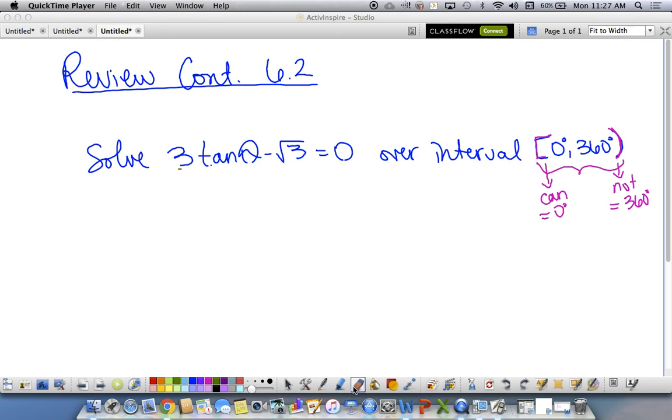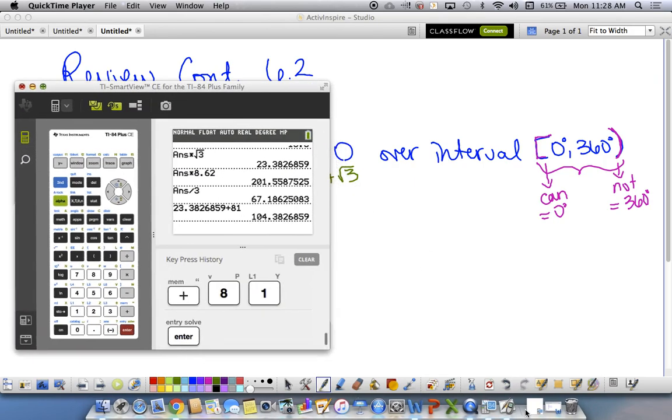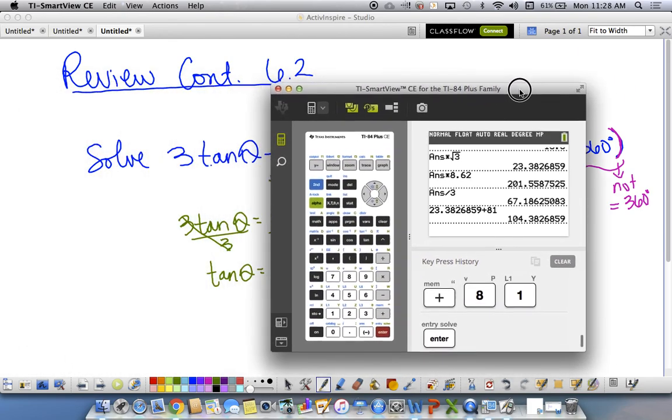Okay, but that's the equation that I want to solve. So I need to add the square root of 3 to both sides. Okay, so now I have 3 tan theta equals the square root of 3. To get tan theta by itself, I'm going to divide by 3. So I have tan theta equals the square root of 3 over 3. Okay? If you don't want to draw triangles, it's okay. You have a calculator.